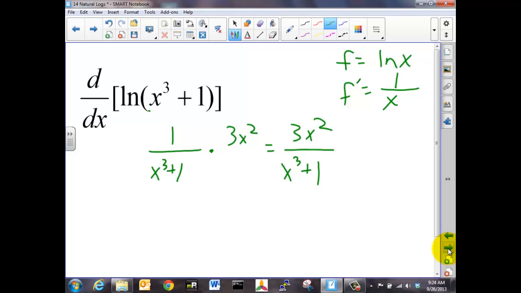Okay. It's 1 over the argument times the derivative of the argument. Yes, you can say derivative over, that's fine. Why couldn't they just write it as ln x cubed plus ln of 1? Okay, because that's a totally different problem there. Then we wouldn't even have to worry about the ln of 1 because the derivative of ln of 1 is, very good.